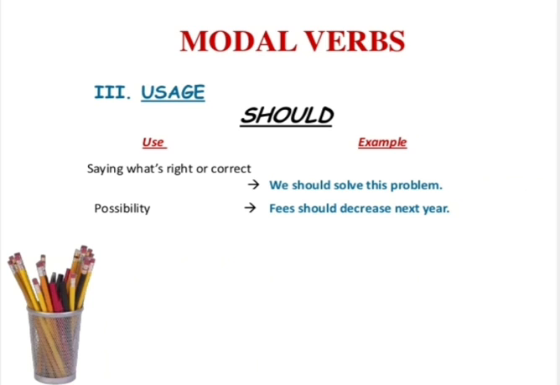Next is should. The modal verb should is used to say what is right or correct. Again it is moral obligation. We should solve this problem. Possibility again: fees should decrease next year. It is the possibility that fees should decrease next year.